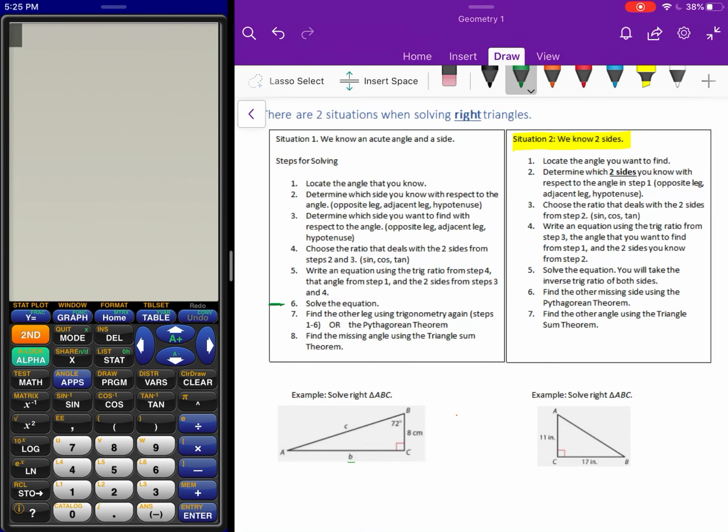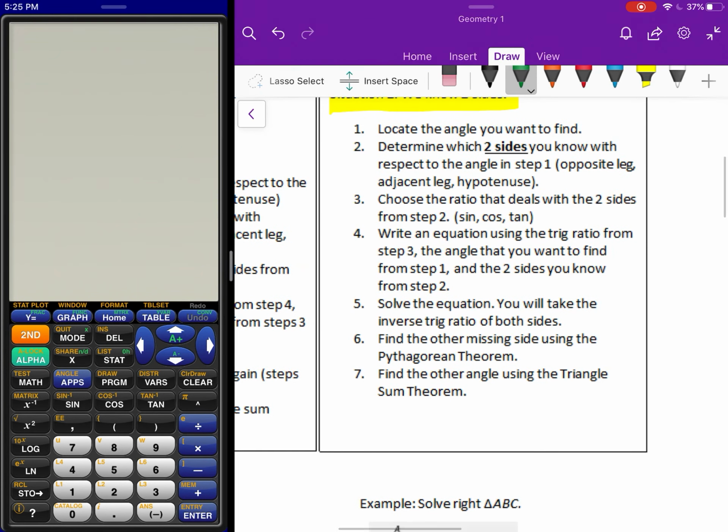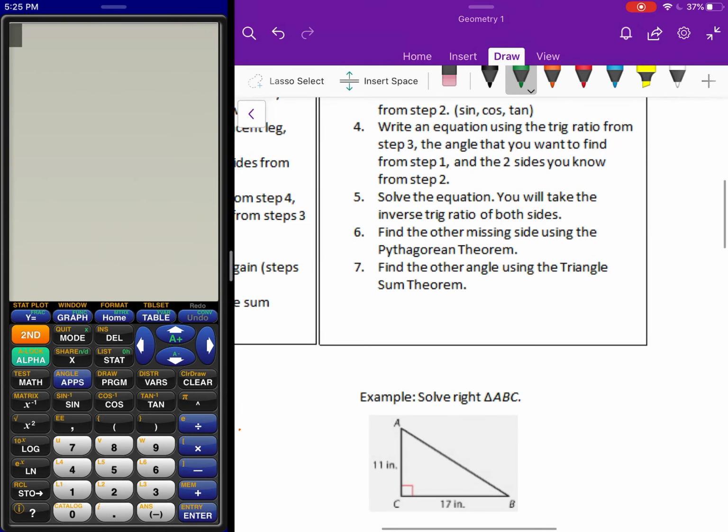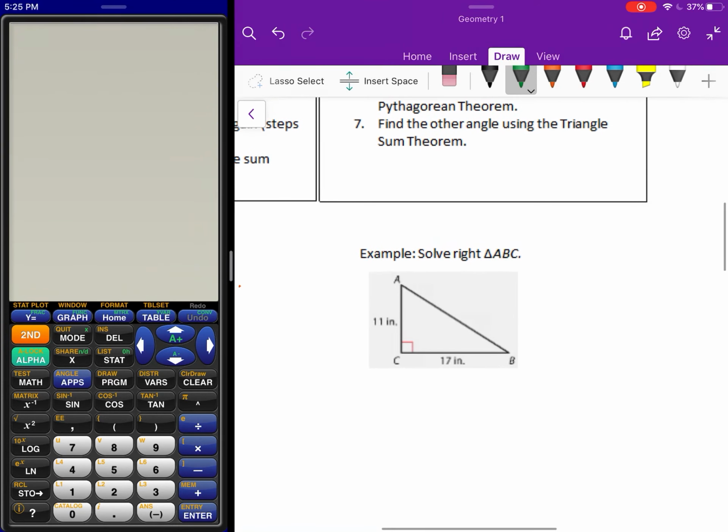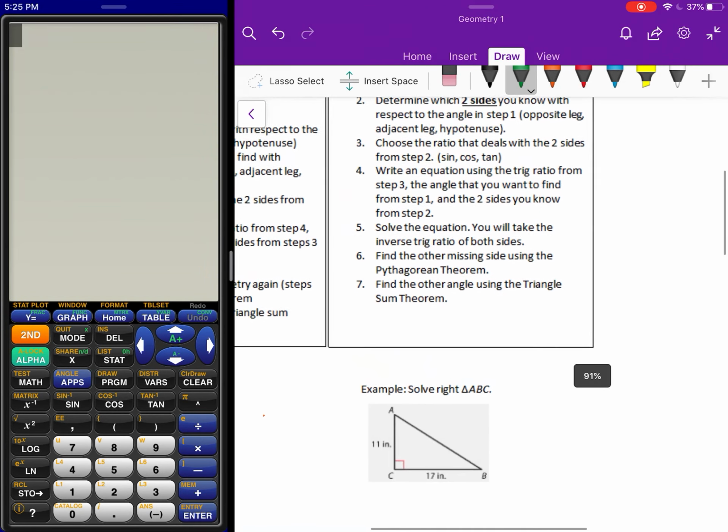So we're going to locate the angle, in this case, that we want to find. Before we located the angle that we knew. This time we're locating the angle that we want to find. And then determine which two sides you know. So we select two sides in this case. Before we selected one at a time. And then choose the ratio that deals with those two sides. Then we'll write an equation and solve. And we will have to do what's called an inverse trig ratio of both sides, and you'll see what that is. And then you'll find the other missing parts.